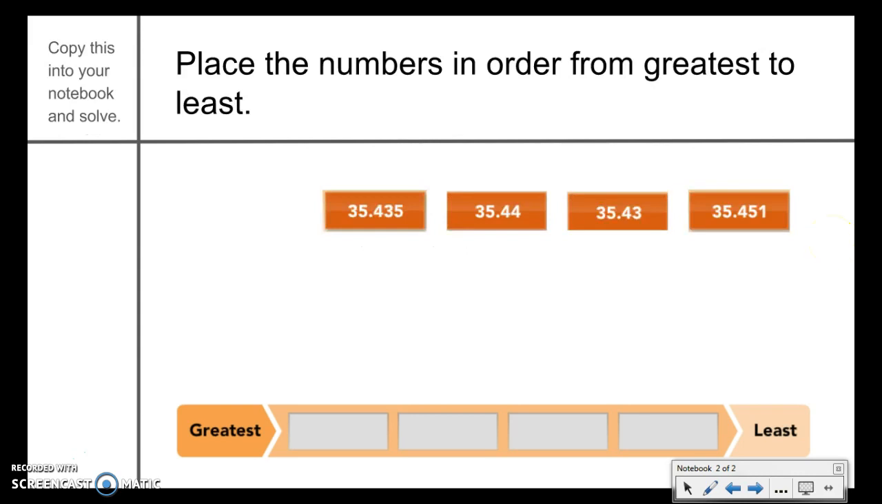Alright, so place the numbers in order from greatest to least. Again, you have to copy this into your notebook. So go ahead and make a spot where you have a measure from greatest to least. And you want to look at the left side of your number. Just like a normal number without a decimal place in it, you start from the left and move to the right to see the value. So all of the numbers have 35 in them, so that's not going to be a way to find the greatest. See if you can figure this out and then show teacher when you're finished.